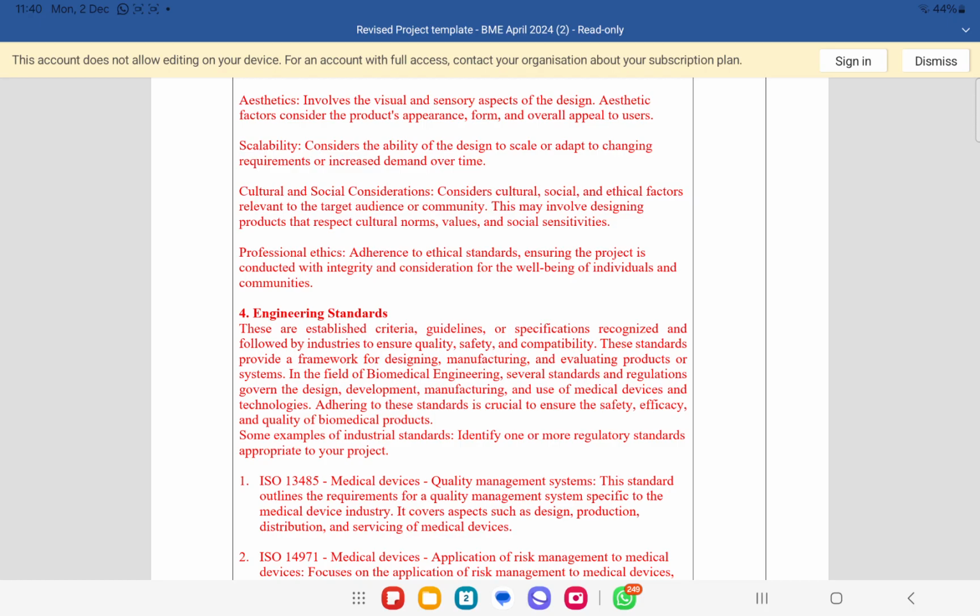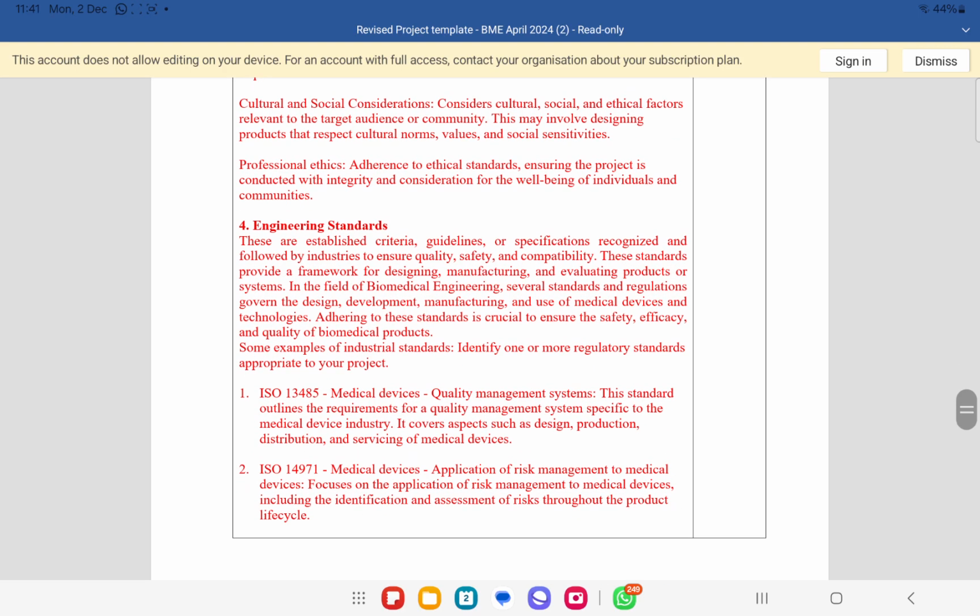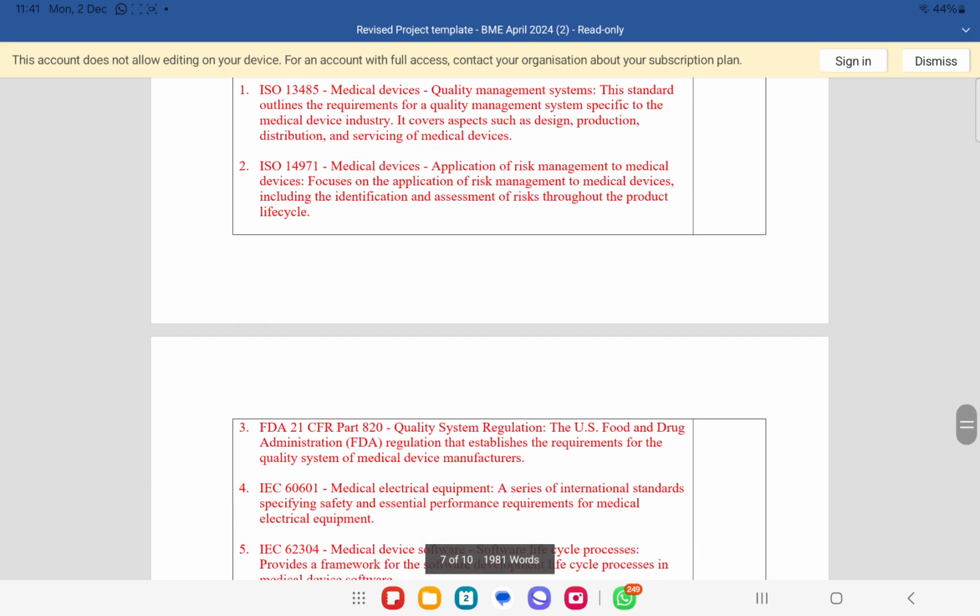Then professional ethics is basically that you have to ensure that as an engineering profession, you follow the basic ethical standards that are to be considered in your project. That's very common. It is not necessary that we explain all of this in professional ethics, because it's a part of our engineering system.